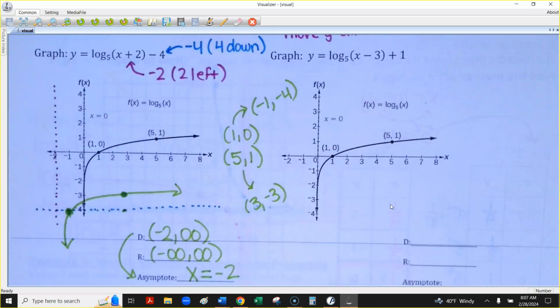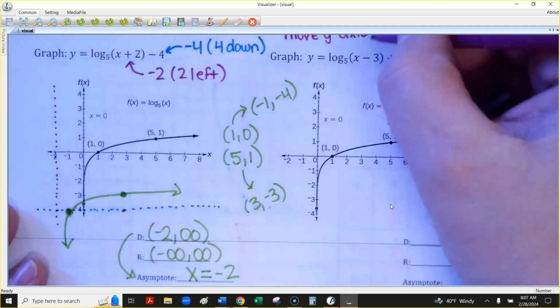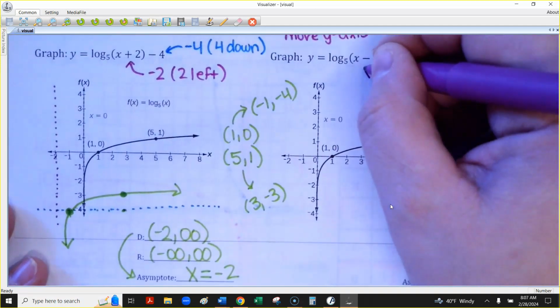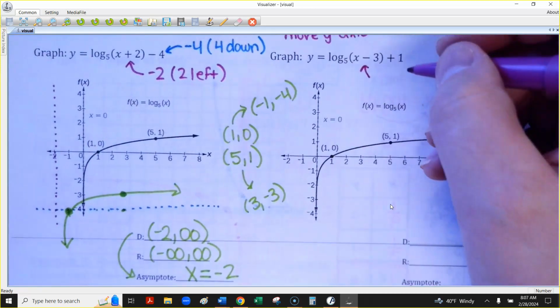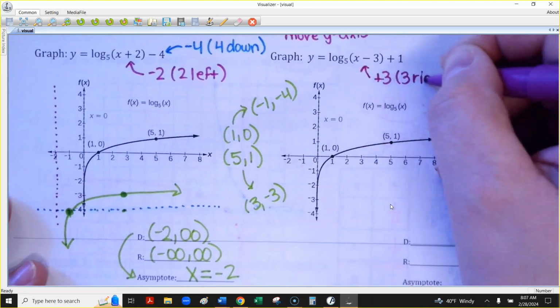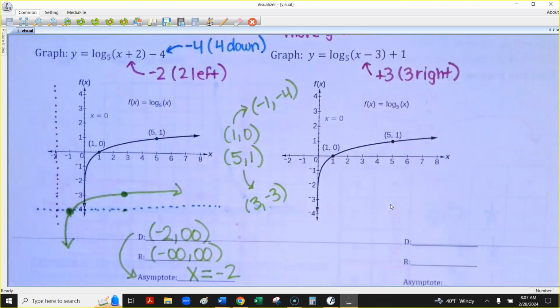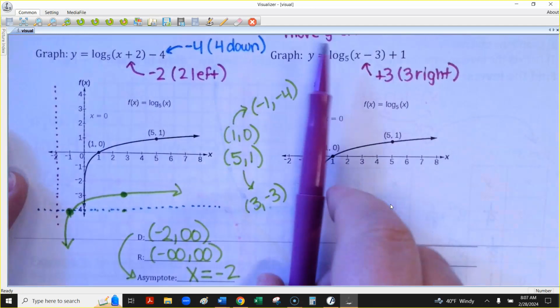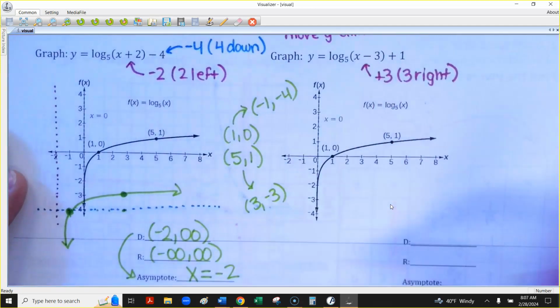Okay, I'm just going to shift one more with you guys. Inside with the x is going to go the opposite way that it looks. So to me that looks like a -3, so this actually goes 3 to the right. What I would do on my graph is take my whole y-axis and shift it over 3 units to the right.